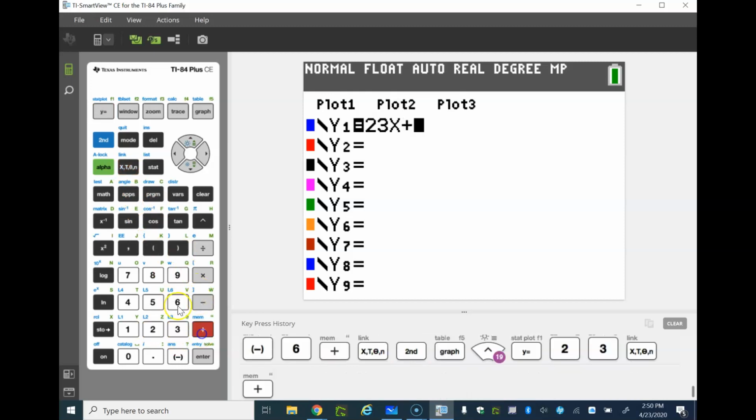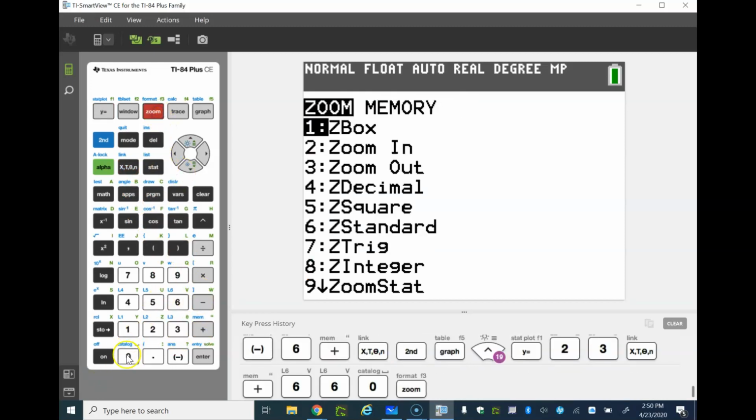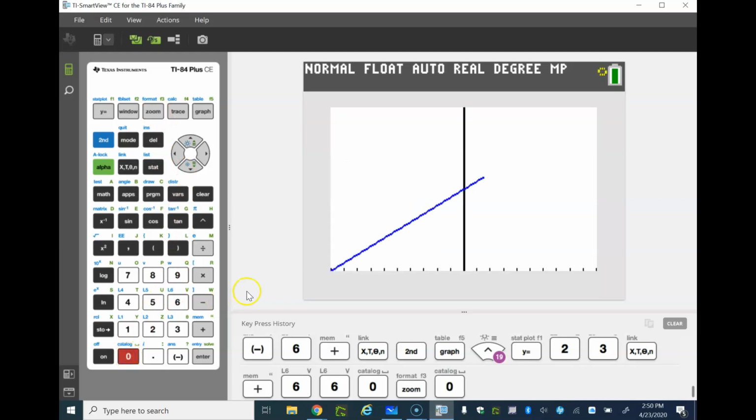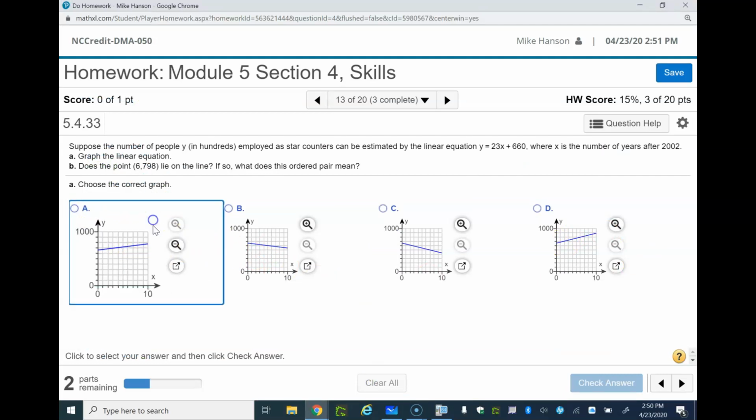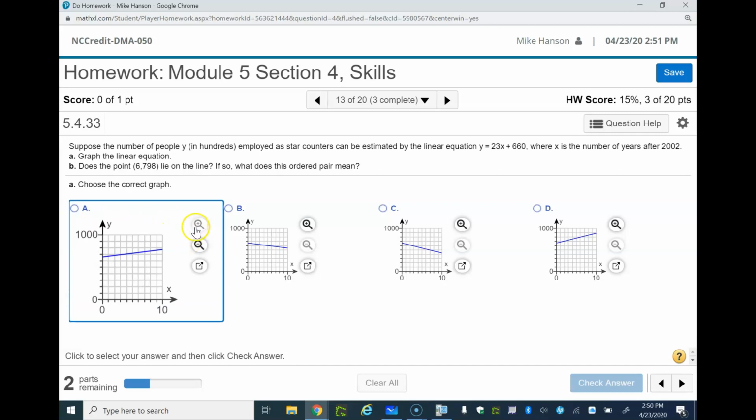Just to kind of check, 23x plus 660. Now this one you probably have to hit zoom 0 to fit it because like I said, the numbers are so big. But we can see that it's going in an upward direction. So we kind of already eliminated two answers. It's either going to be A and D. So let's just take a look at each one of these. Hit the enlarge tool to kind of see.